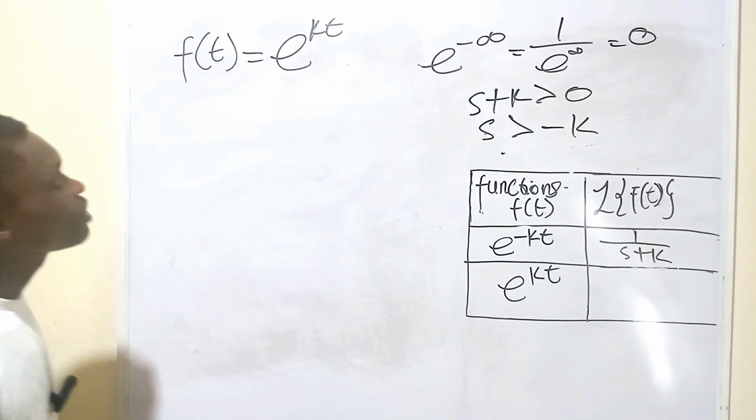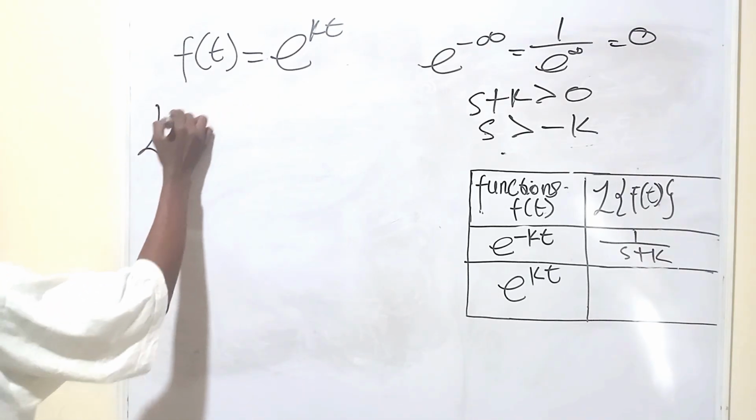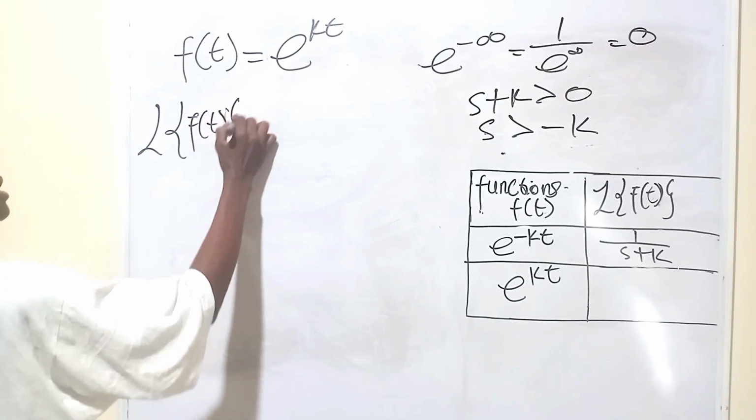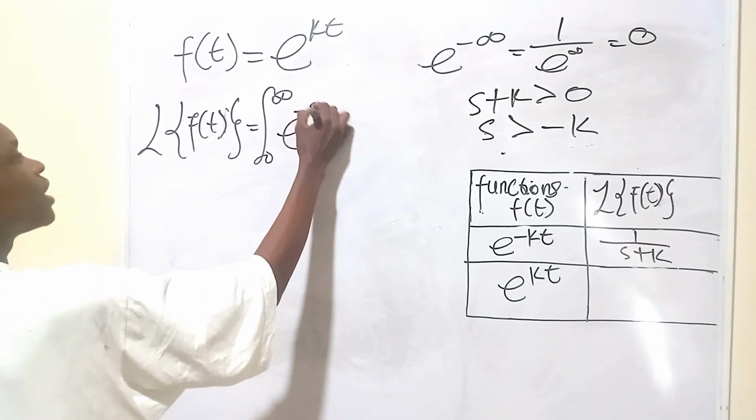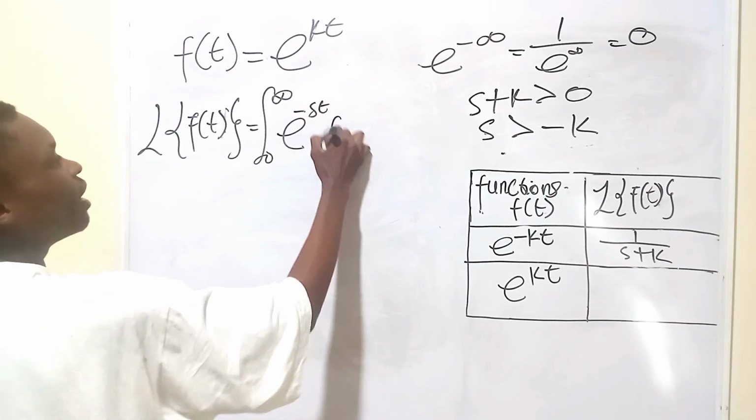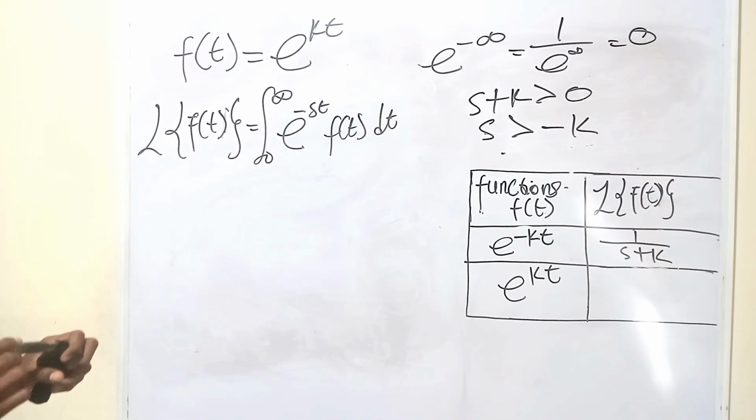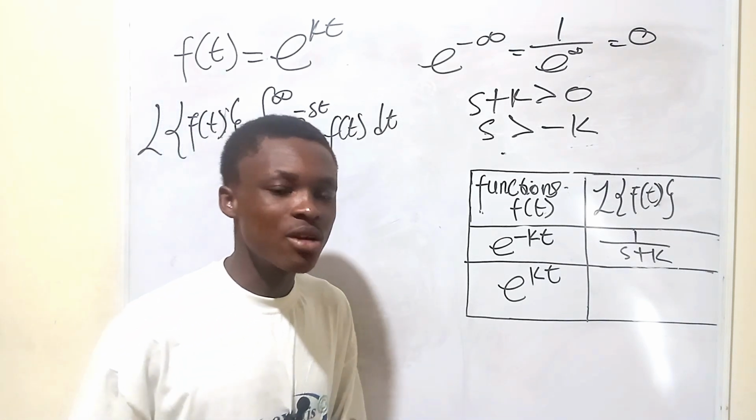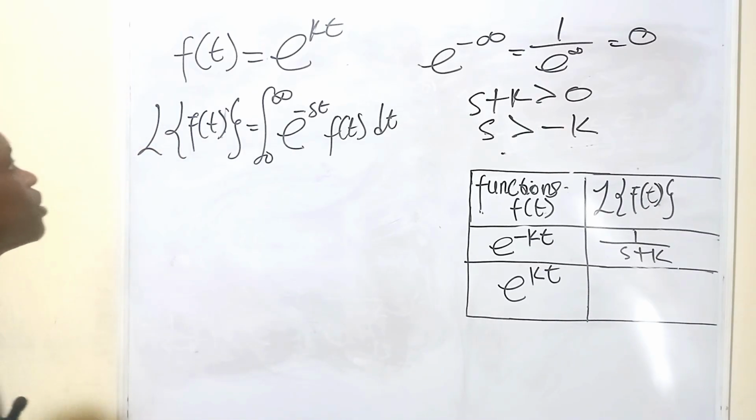So we say that the Laplace transform of this function f of t is defined by this integral. The Laplace transform of the function f of t is defined by the integral from 0 to infinity exponential negative st f of t dt. All right, so we say that for this integral to exist, to converge, s must be greater than 0, given that t is also greater or equal to 0.